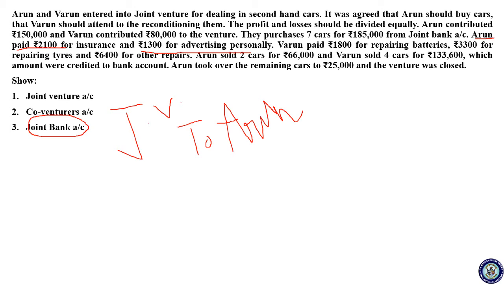Continuing with another sentence. Varun paid 1,800 for repairing batteries, 3,300 for repairing tires, 6,400 for other repairs. It is paid by Varun. So the journal entry will be joint venture account debit to Varun's account. If anything is paid personally by the venturers, then you have to write their name, not the joint bank.